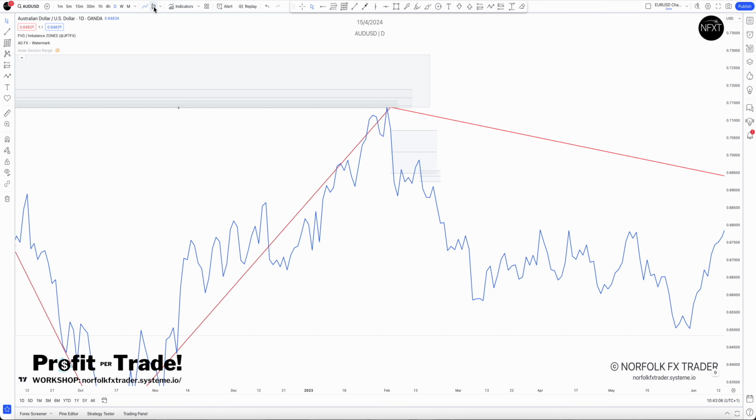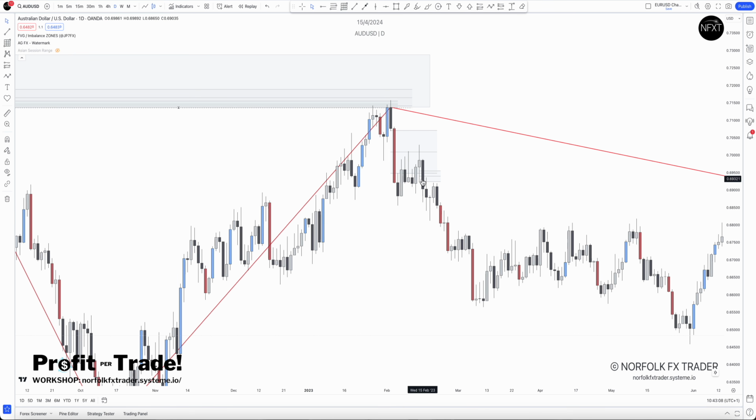So we just go back to price. There's no imbalance on this occasion. So we have a break of structure using the line chart. This was my break of structure to the downside. That's what we're looking at. But before that, we have this sweep here in the market.